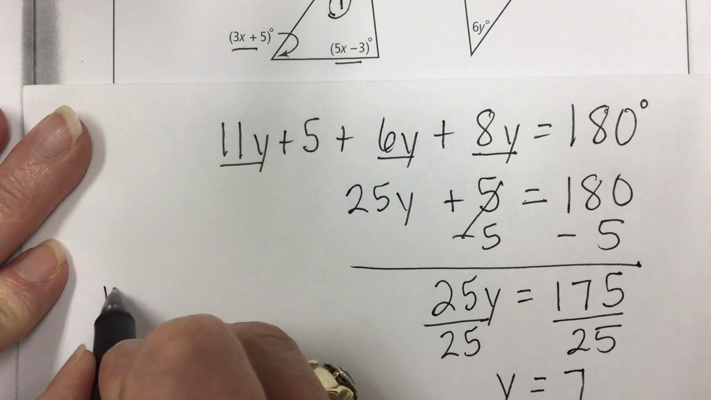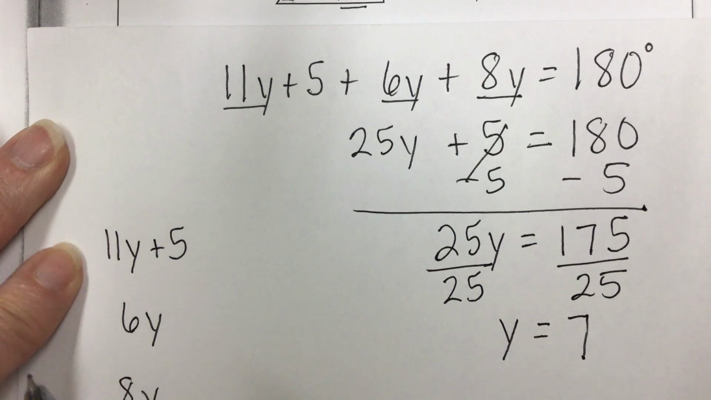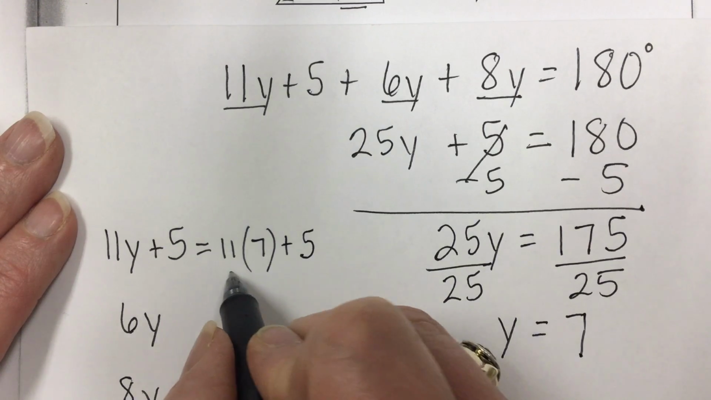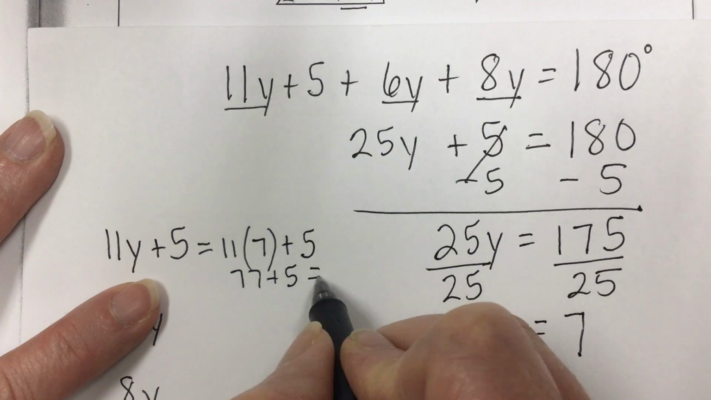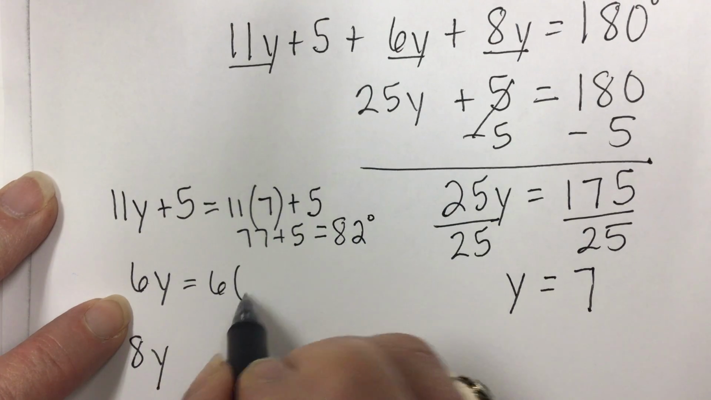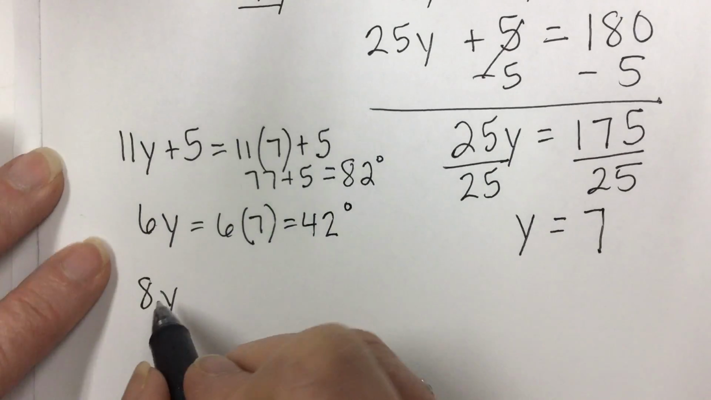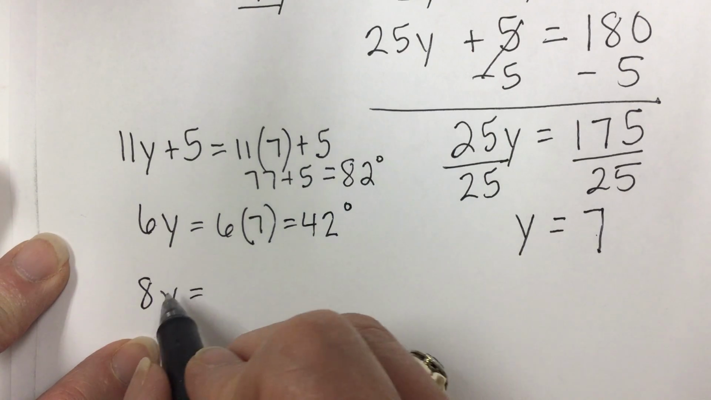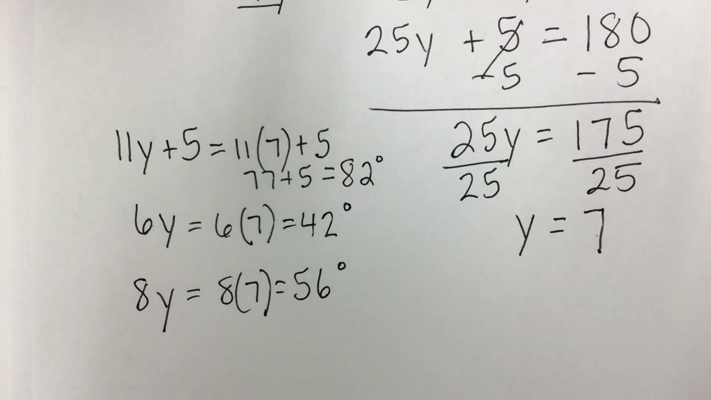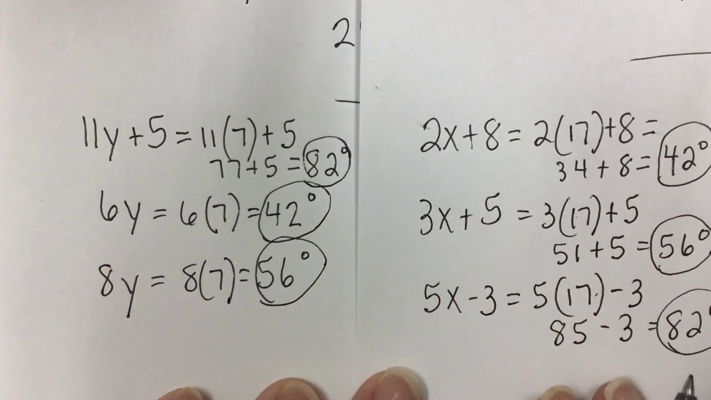Now I must substitute y back into the algebraic expressions given for each angle in the triangle. So I will substitute in 11 times 7 plus 5. Well, 11 times 7 is 77, plus 5 gives me an angle measure of 82 degrees. One of the angles was 6y. That's 6 times 7, which is 42 degrees. And the last angle was 8y. Substituting in 7 for y, 8 times 7 gives you 56 degrees. So here are the measures of each triangle. I have an 82, a 42, and a 56 for the second triangle.